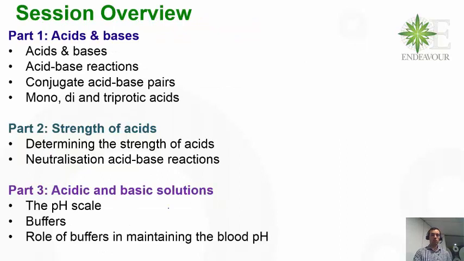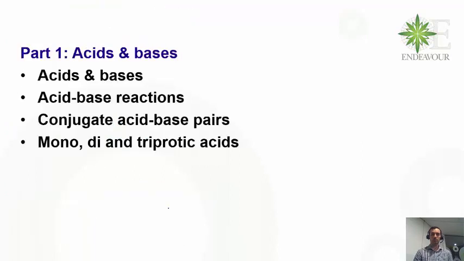In the first section we're just going to be focusing on what an acid and a base actually are and how they behave together in an acid-base reaction. From there we'll move into looking at what makes an acid strong or weak, and then in the last section we'll look at how we can describe the acidity or how basic a solution is on a pH scale. And then we'll look at the buffer and how it plays a vital role in maintaining the pH of the blood to allow oxygen transport to remain intact.